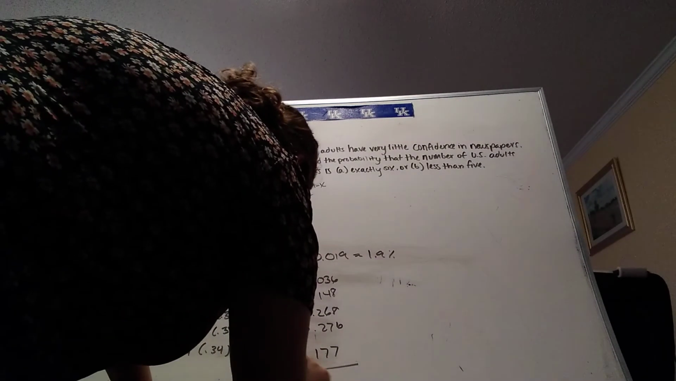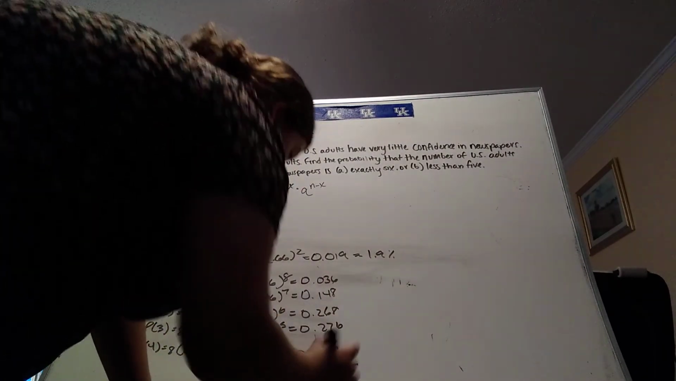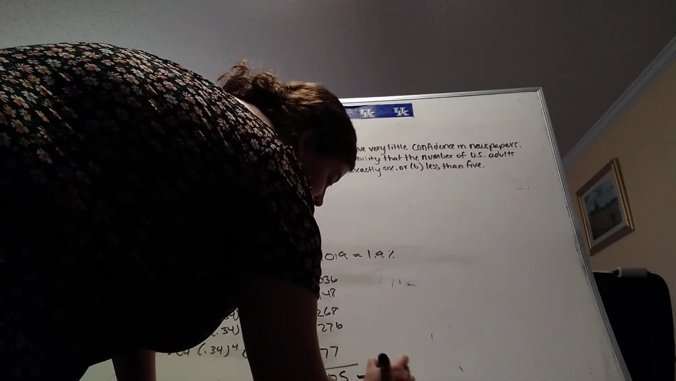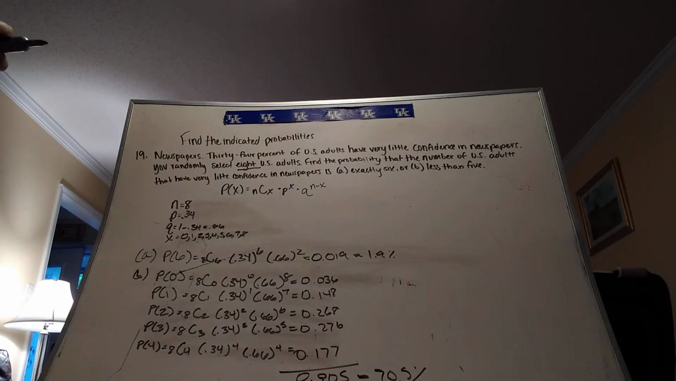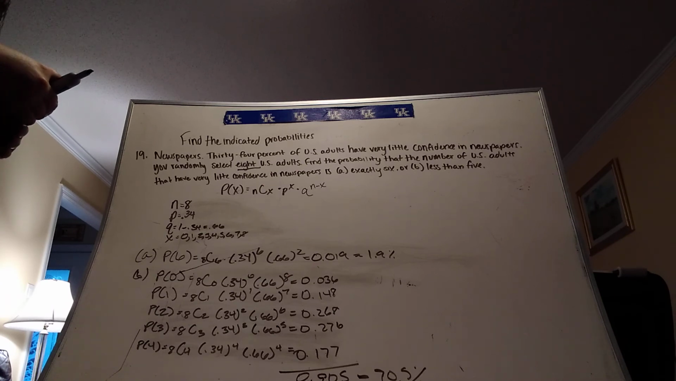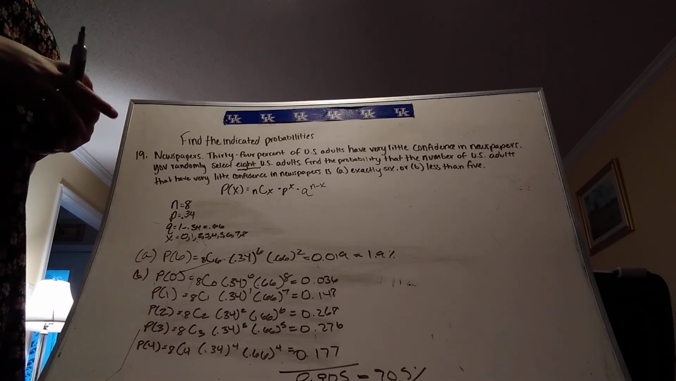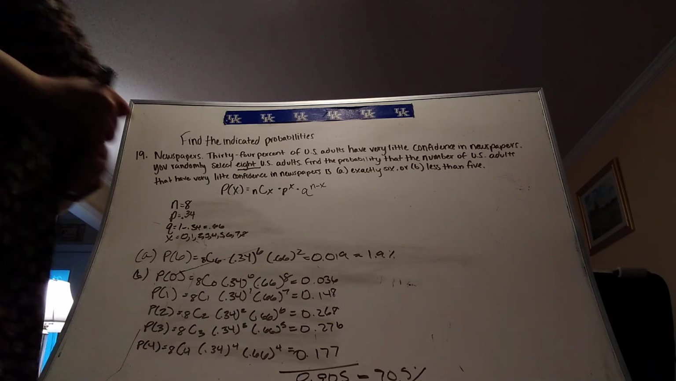And so you'll get 0.905, which is approximately 90.5%. So you have a 90.5% chance that less than 5 will have very little confidence in newspapers. And that was all.